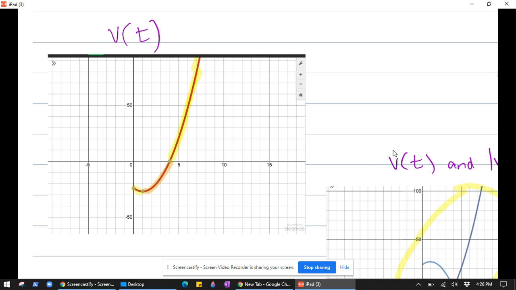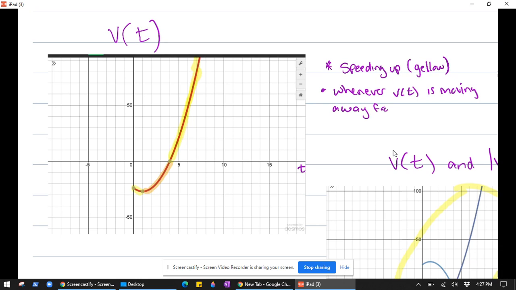So in a nutshell, the way I like to think about it is anytime the velocity graph is moving away from 0, this is, again, the time axis, anytime it's moving away from the x-axis, then your particle is speeding up. We can see in the yellow sections that's what's happening. Your velocity function is moving away from the x-axis, so it's moving away from velocity being 0. So we'll say speeding up, again, that's in yellow. That's whenever v of t is moving away from 0, meaning the x-axis.